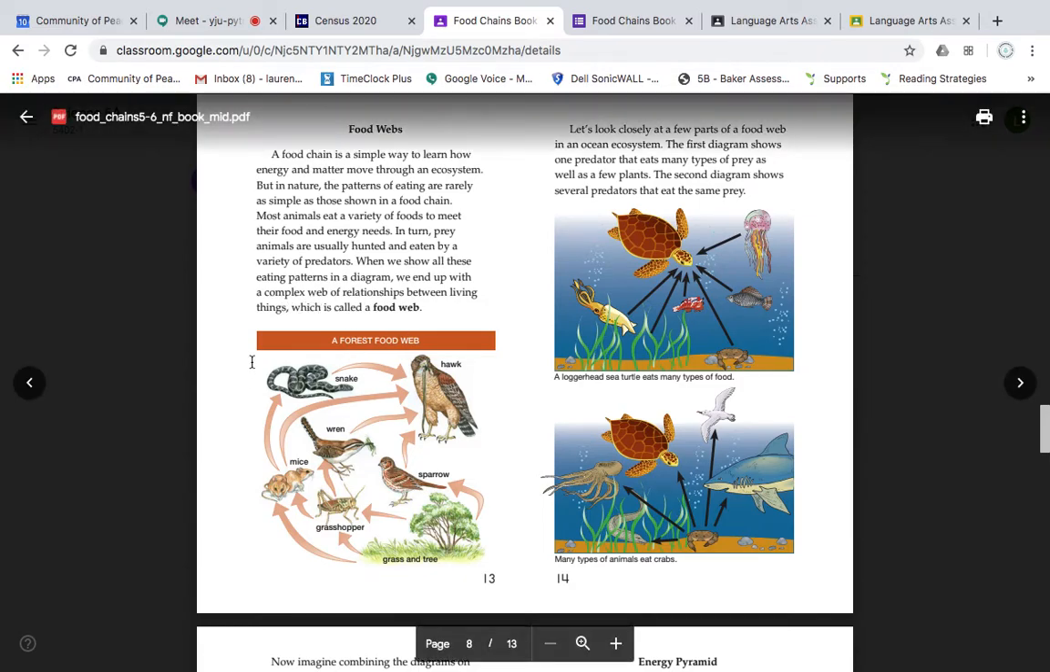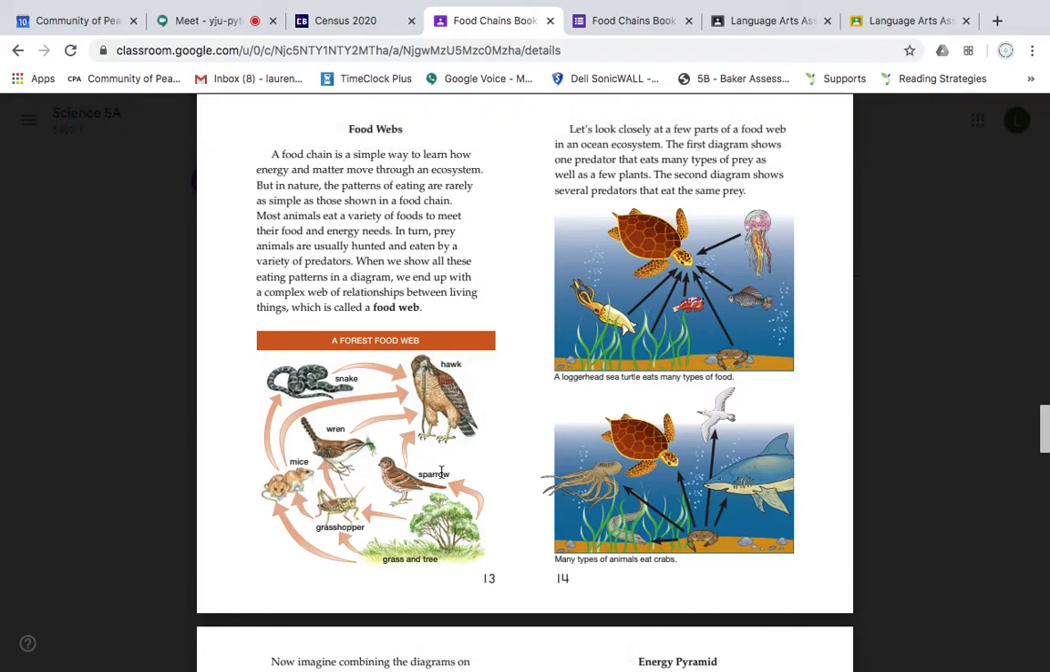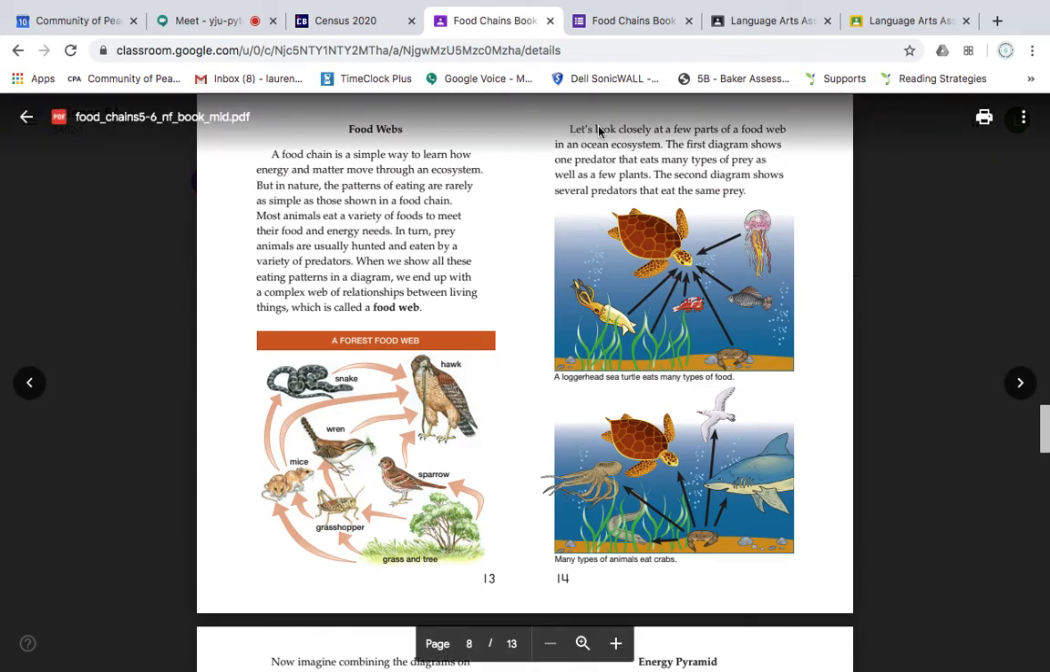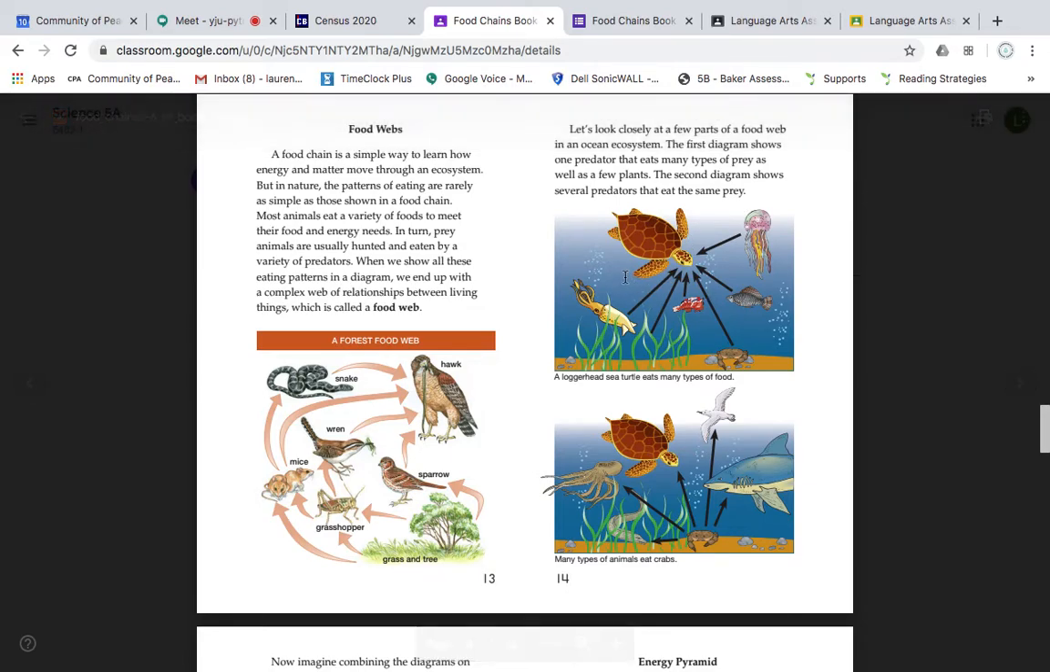All right, down here is an example of a food web in a forest and what kinds of things eat other things. Let's look closely at a few parts of a food web in an ocean ecosystem. The first diagram shows one predator that eats many types of prey as well as a few plants. The second diagram shows several predators that eat the same prey.